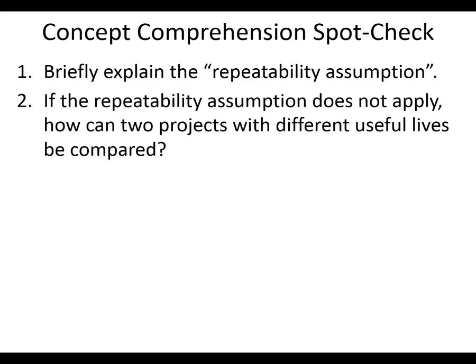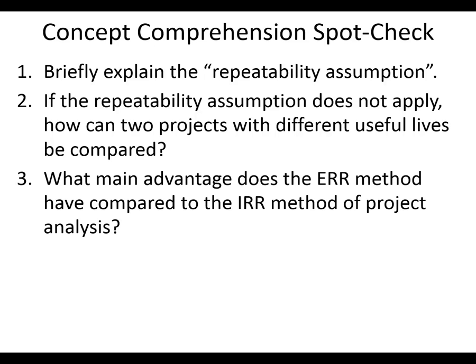You've already had a question on a previous quiz of if the repeatability assumption doesn't apply, how can you compare projects with different useful lives? So that would be a good thing to review from the notes from the textbook. What about this? Thinking back a little bit further, do you remember the differences between ERR and IRR? And so what is the main advantage of the external rate of return? It's more complicated a thing to calculate, but what's the advantage?